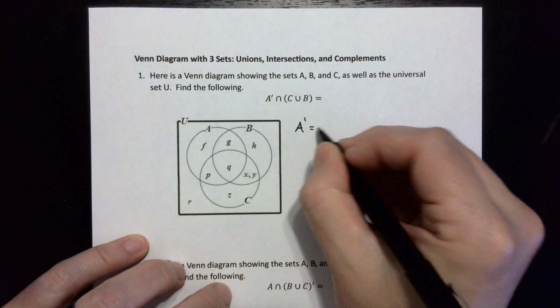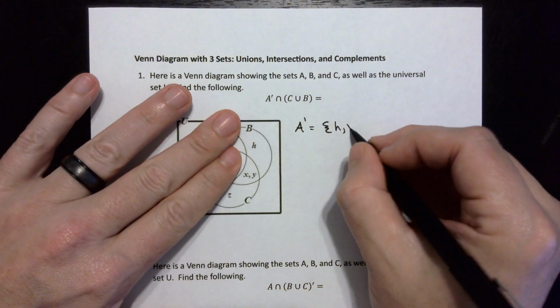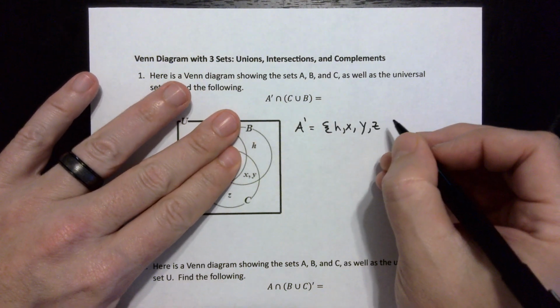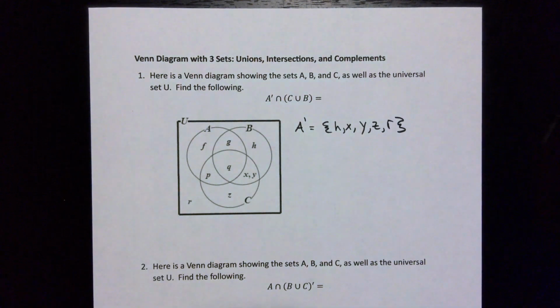Okay, so that includes H, X, Y, Z, and an R. Okay, so that's everything not in A. So F, G, P, and Q are not included.